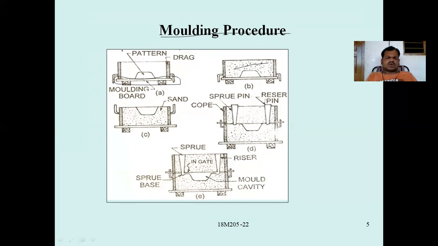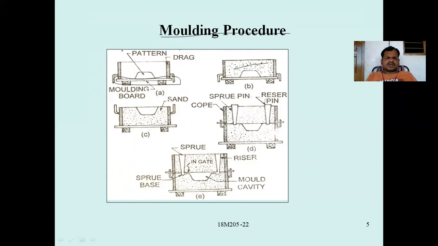Coming to figure D, you see we have two molding boxes, called the cope and drag box. In the cope box, we provide the sprue pin as well as the runner and riser pins. What is the main purpose of these pins? We discussed it already in class, but once again we will explain the main purpose of these pins.